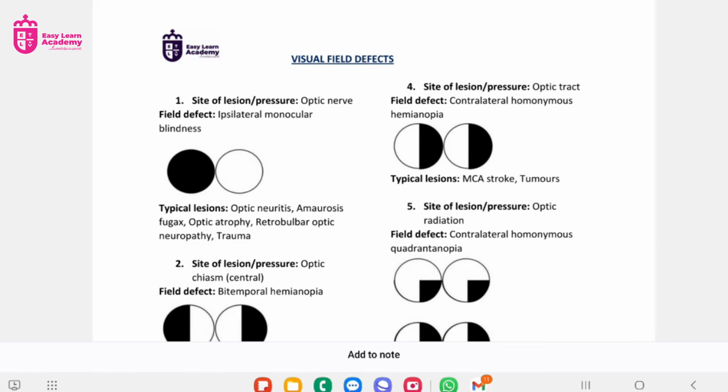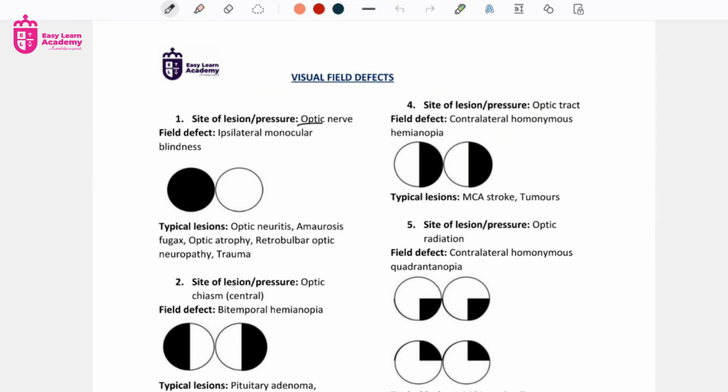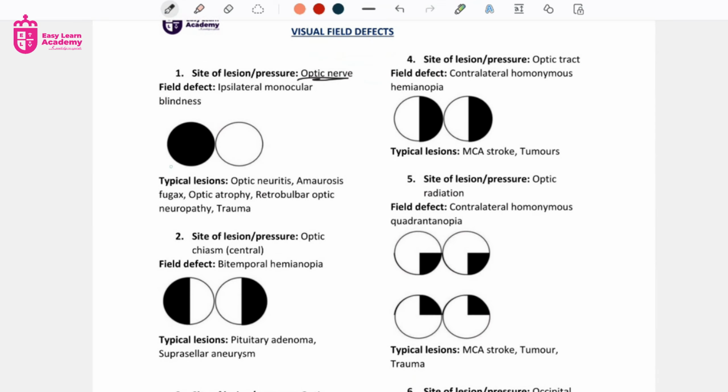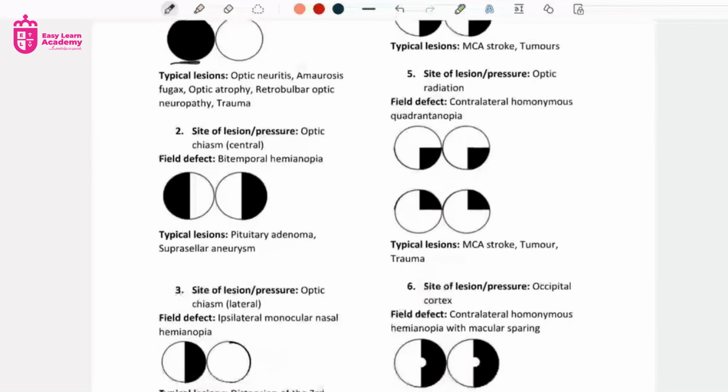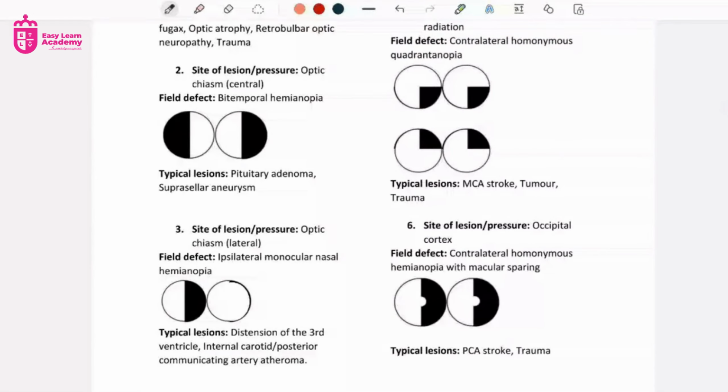So these are the things we've just talked about. When it's at the optic nerve, let me put a pen here so that it's easier. When it's at the optic nerve, only one eye, depending on which side, only one eye will be blind. So depending on whether it's the left or right. Okay. When it's at the chiasm, this is what we talked about.